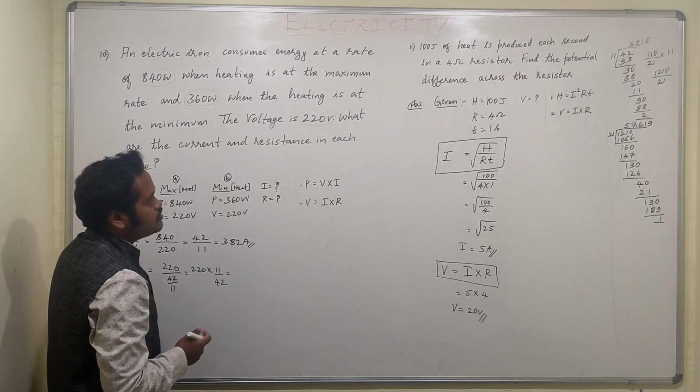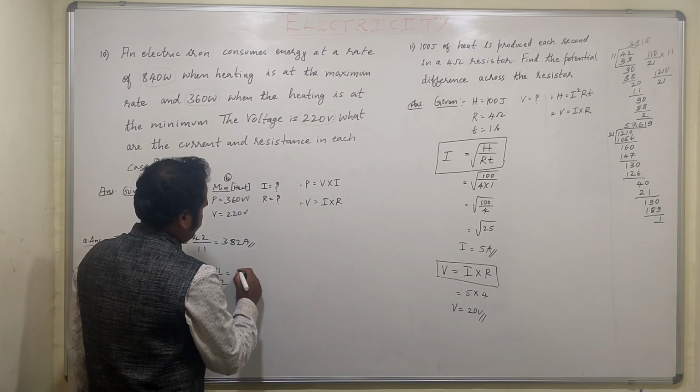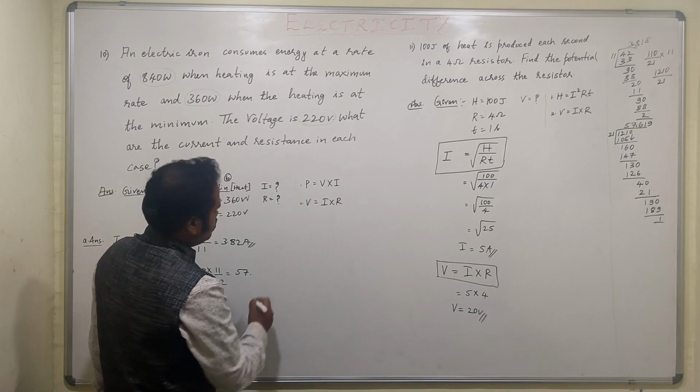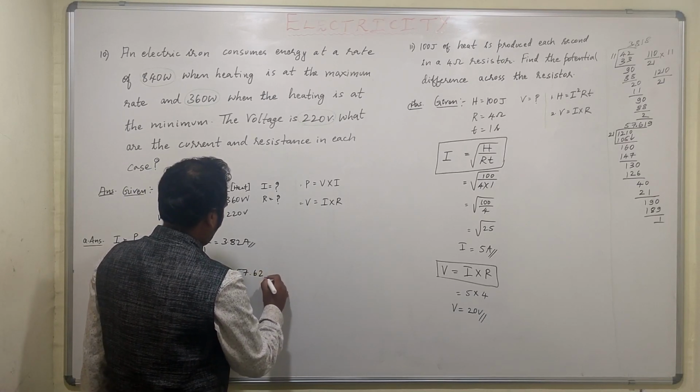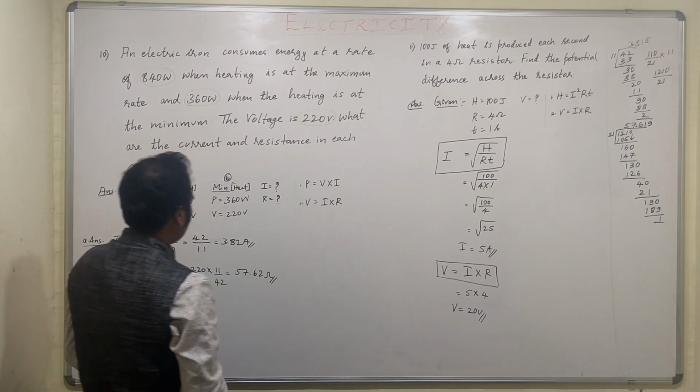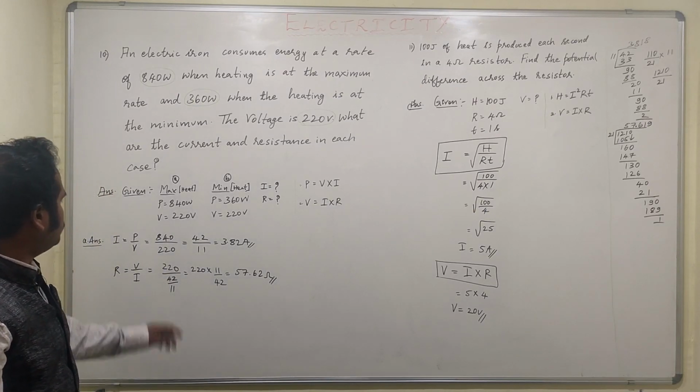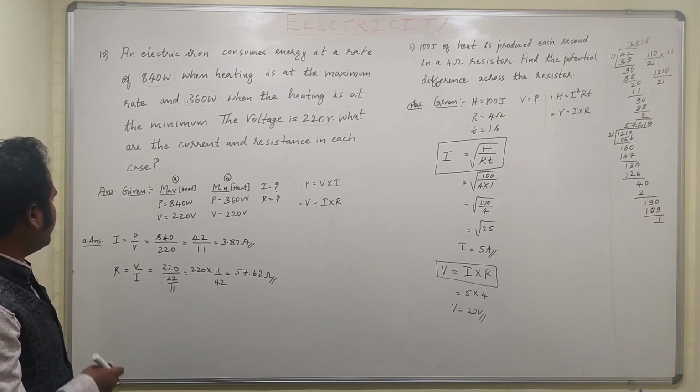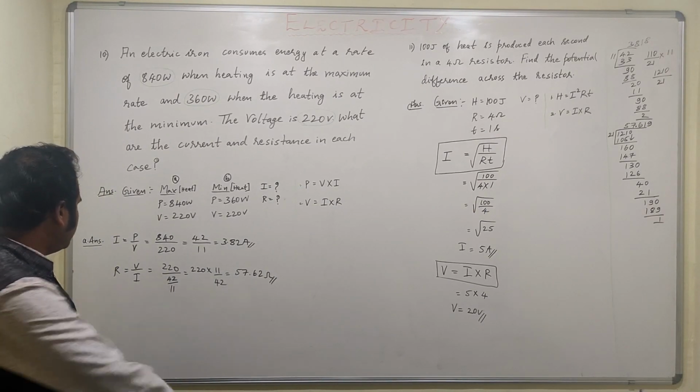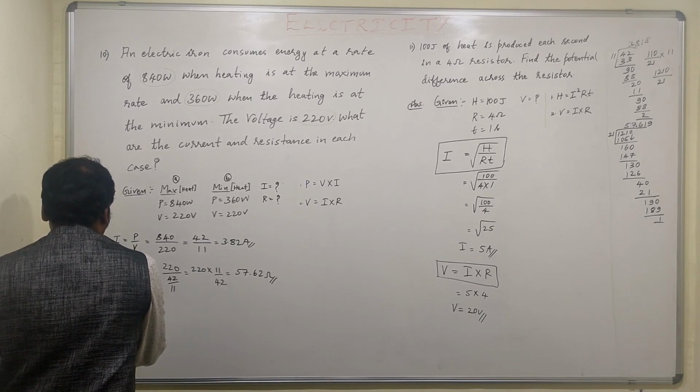So we have got the resistance, which is 57.62 ohm. This is for maximum heat. Now let us see what happens when the heat is minimum. B answer.